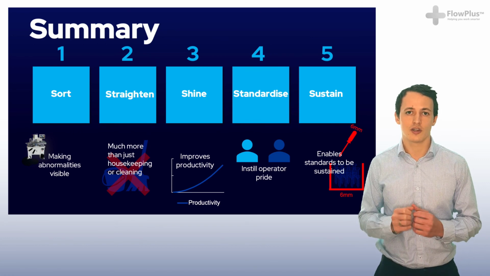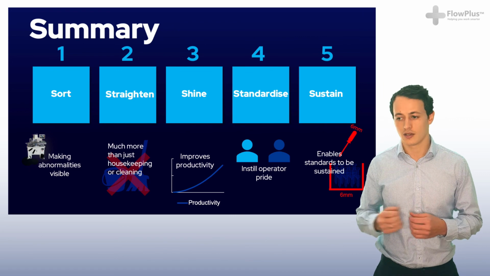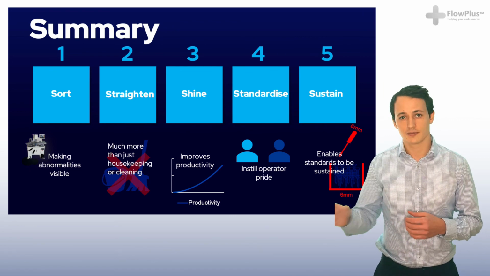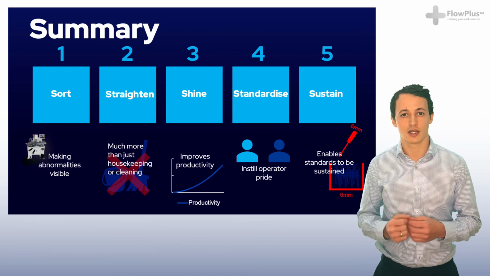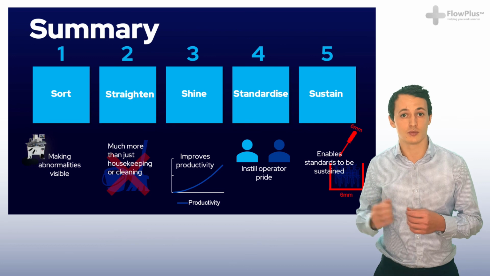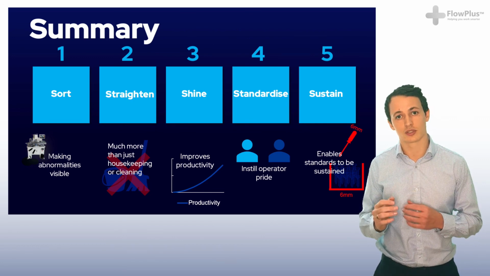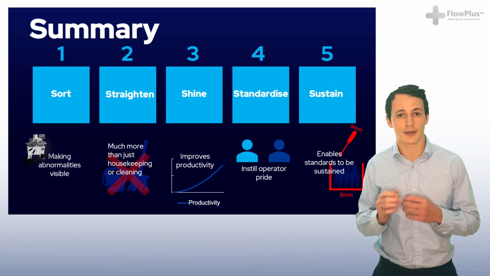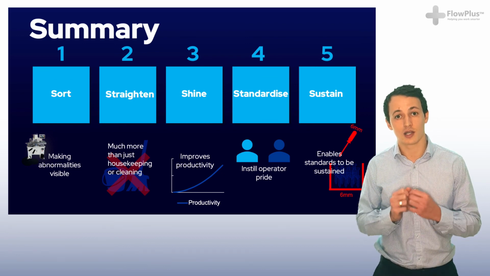Finally, 5S enables standards to be sustained. Everyone works in the same way, picking up and putting down tools or equipment from the same area, and this reduces Mura, unevenness, because people work in the same way. This is something that we'll be covering much more in the next module, which is all about standards. Standards do exactly that, help reduce Mura.